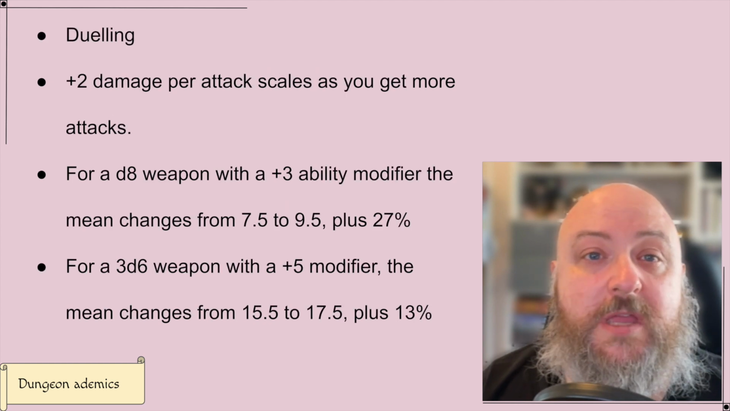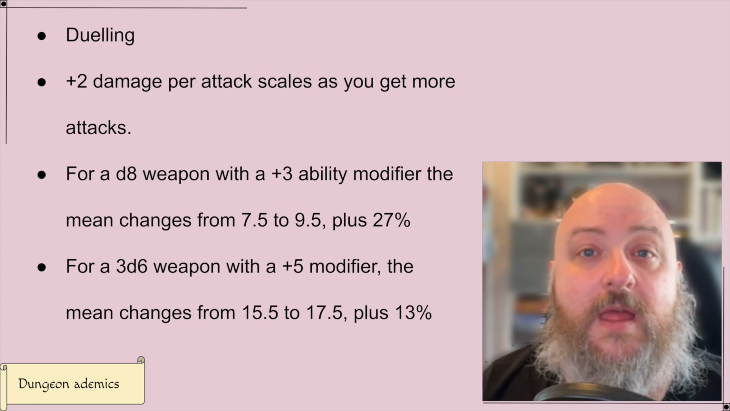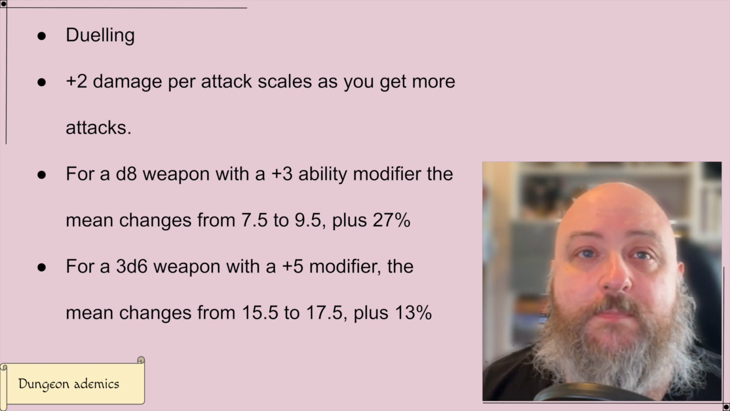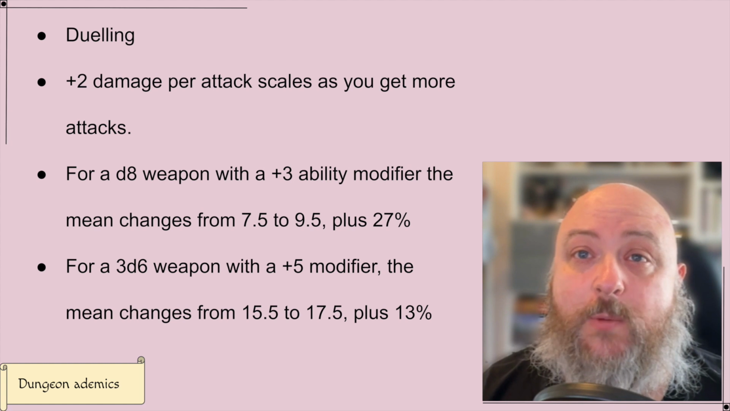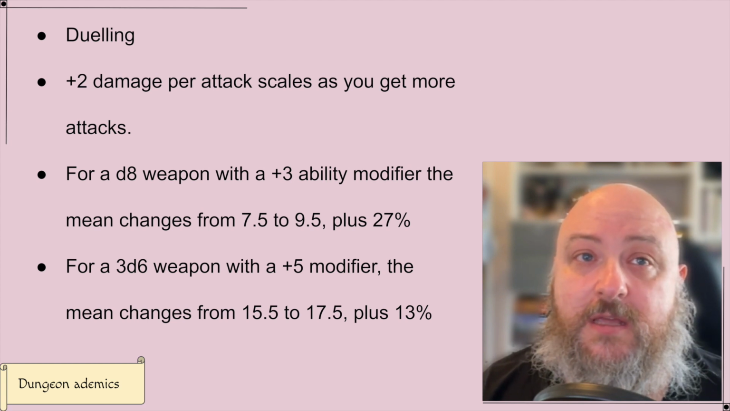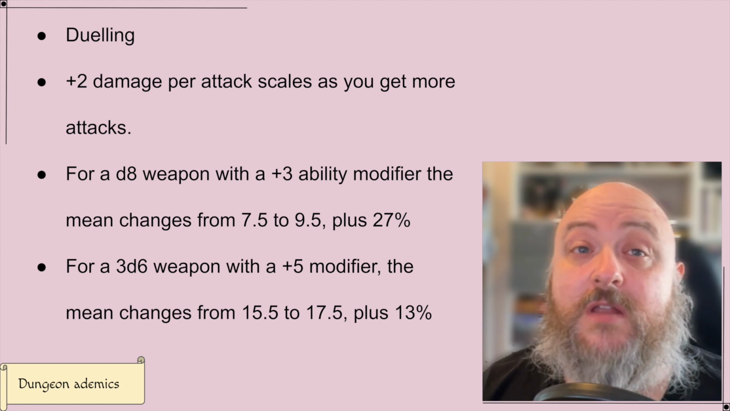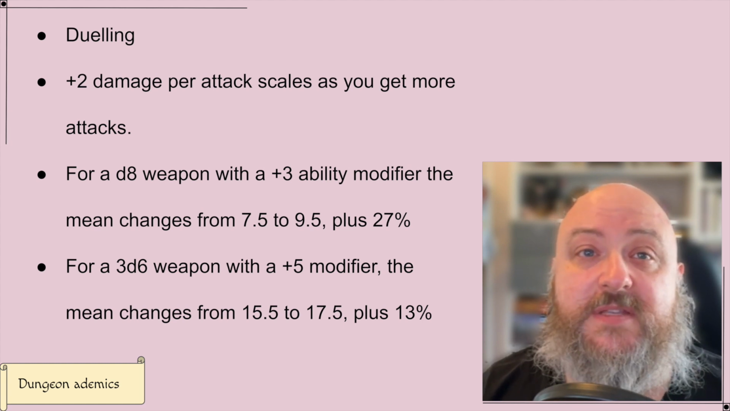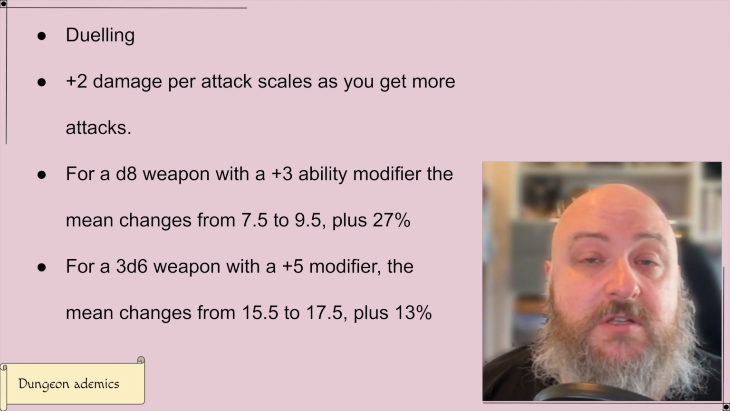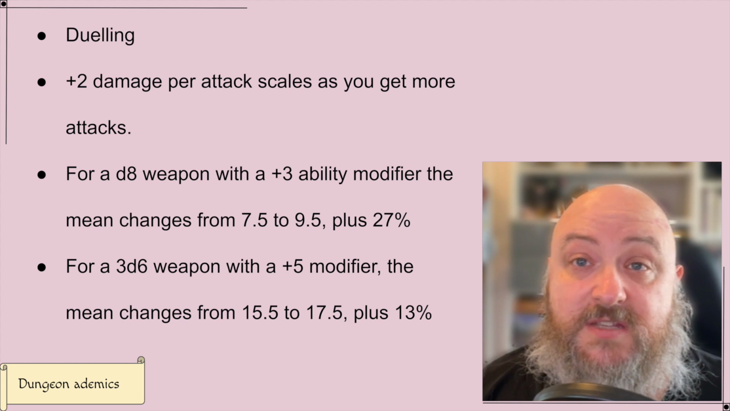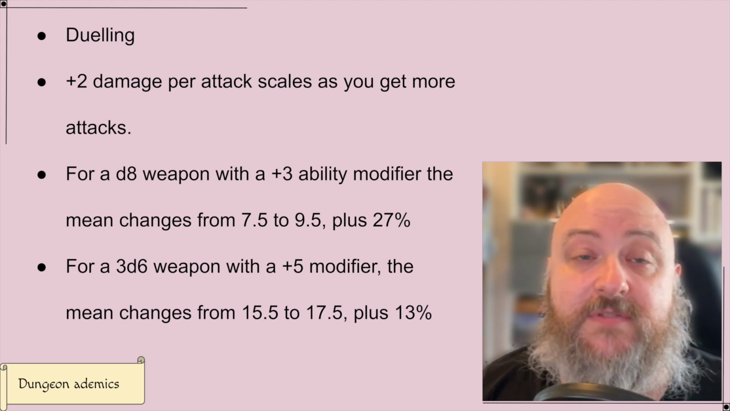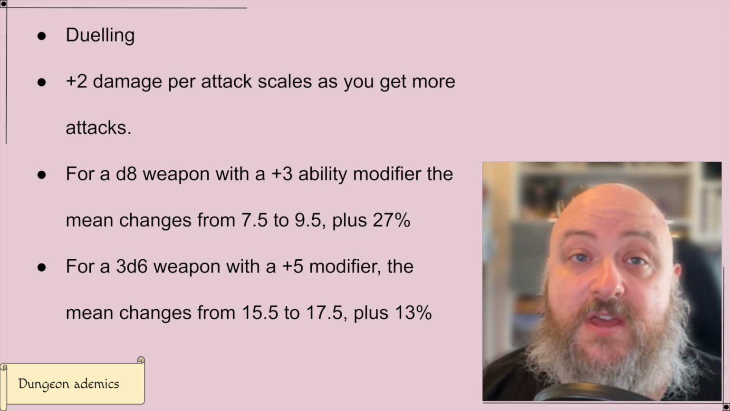Moving on, we can look at the dueling fighting style, a basic +2 damage to all melee attacks. For our baseline character with a D8 melee weapon, this increases the expected damage from D8 +3, or 7.5, to 9.5, a 27% increase. If, sometime later, the character was doing a base damage of 3d6 +5, a mean of 15.5, dueling would increase this to 17.5, or a boost of 13%.